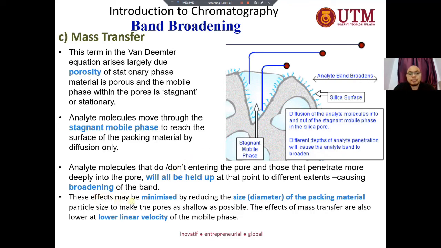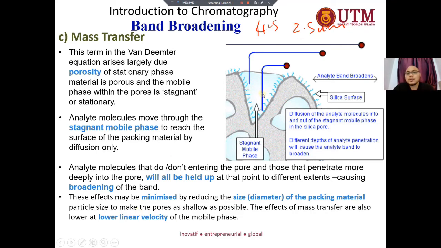These effects may be minimized by reducing the diameter of the packing material. For example, we already learned there are different kinds of packing material, for example, 4.5 or 2.5 micrometer. So, you need to go as low as possible.